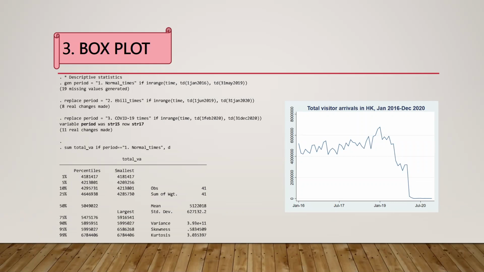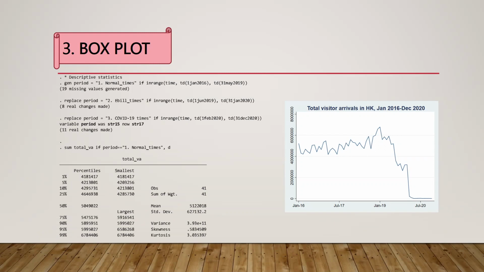And after that, we want to add another value for period. Then we type replace period, and then period will be equal to "2.Evo times" if the range of the time is within the 1st of June 2019 to the 31st of January 2020.